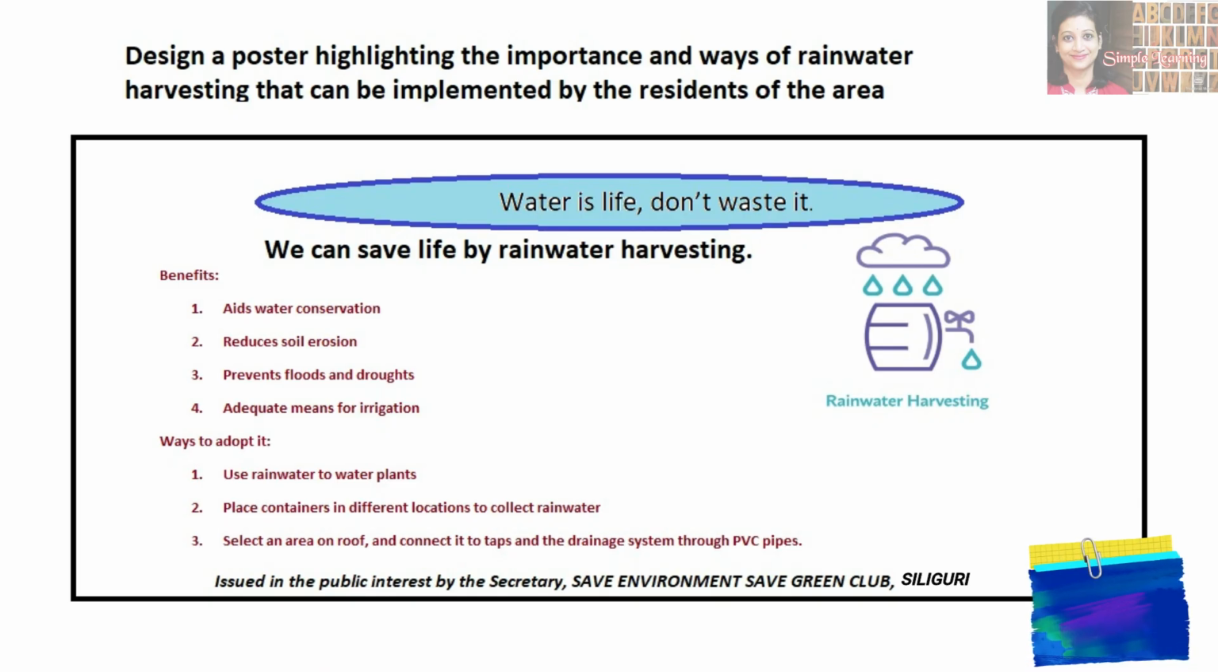The second example is on the topic that design a poster highlighting the importance and ways of rainwater harvesting that can be implemented by the residents of the area. See, the format is not fixed, but I have included all the points to make my poster effective and attractive. At first, don't forget to draw a box, then a quote or slogan. A relevant but very simple drawing. Don't spend much time in drawing a picture. Then some relevant information or instruction, and finally mention the issuing authority. Always use your creativity to make your poster look attractive to grab the attention of the people.